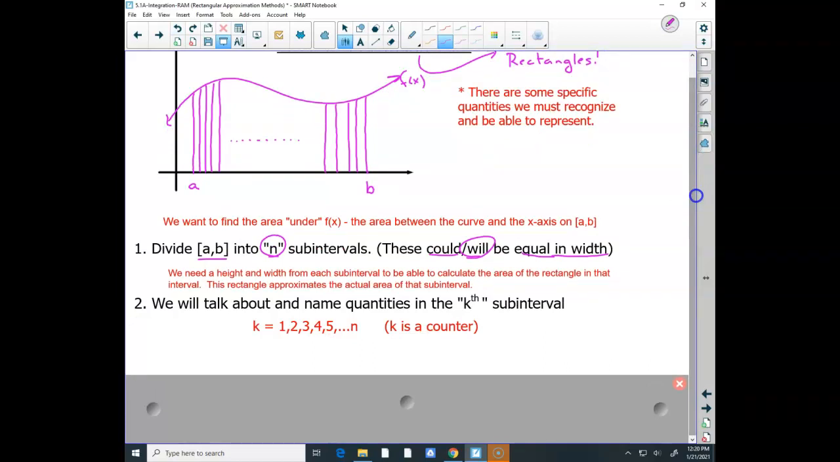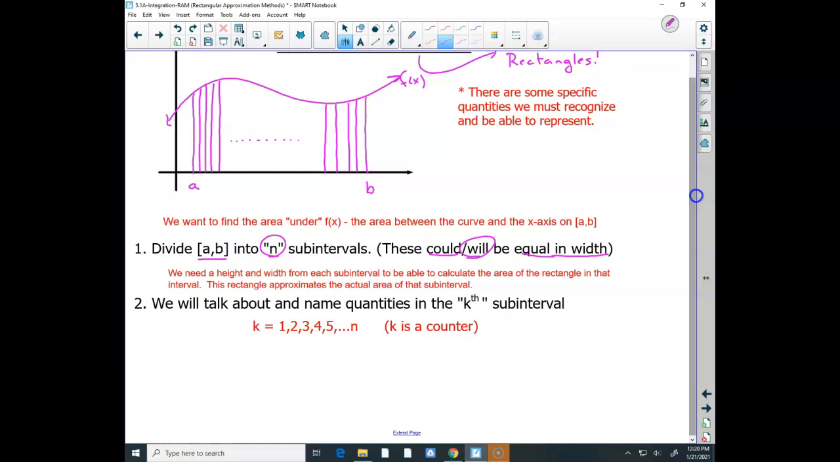Okay? Well, we should talk about and name some quantities in the kth subinterval. What the heck is that, the kth subinterval? Well, K is simply going to be a counting mechanism for us. Bottom line, what it does is it tells us which rectangle we're talking about, which means if K is 1, this is the K equals 1 rectangle. This is K equals 2, the second rectangle. This is K equals 3 for the third rectangle. This one's K equals 4 for that rectangle. And then I keep going on.